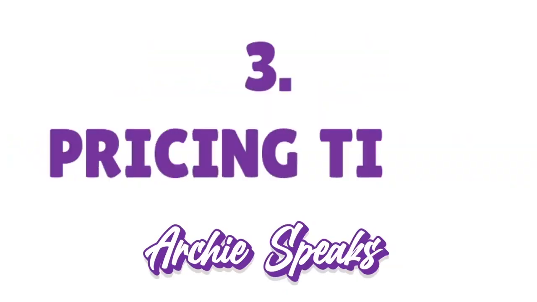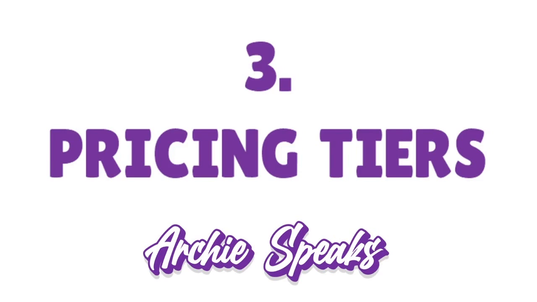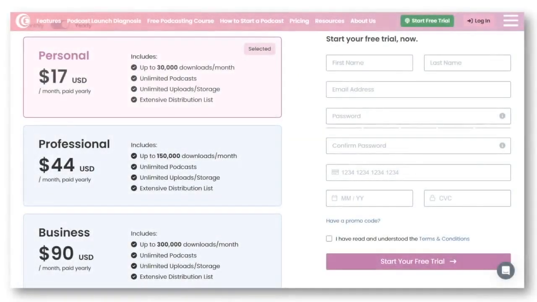I want to talk to you about pricing tiers now. I want you to look on the screen here. That's what I was just telling you earlier, that Captivate is really transparent when it comes to pricing. So they have a trifecta of pricing tiers. Here you have the personal, the professional, and the business.